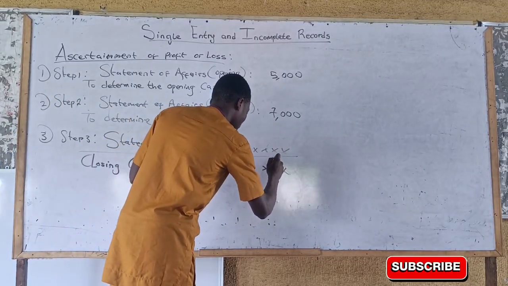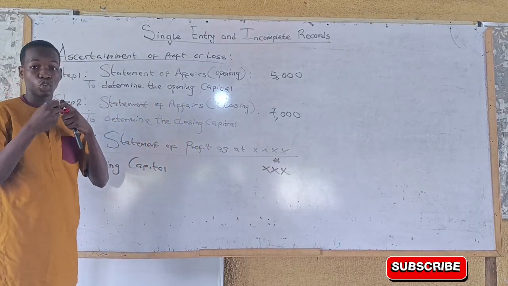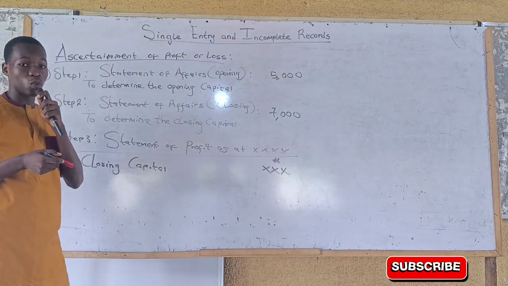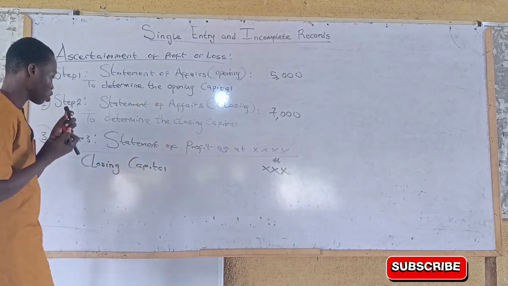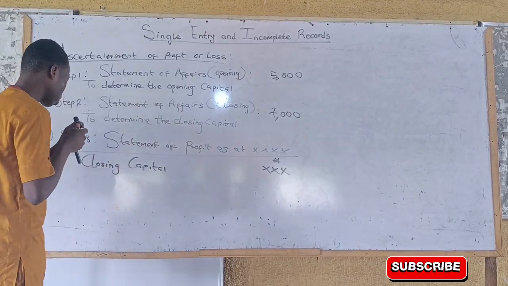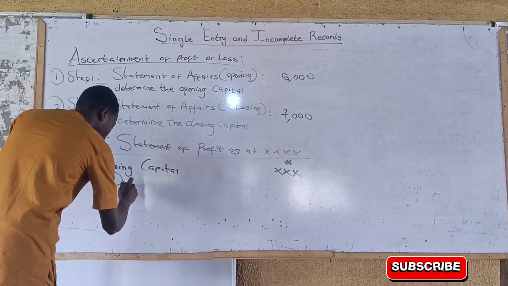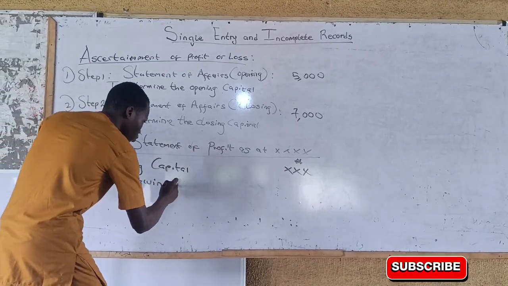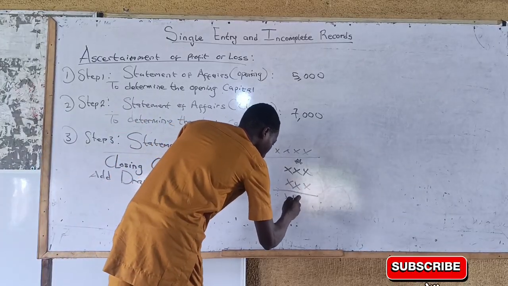If this is your closing capital, now you may have already made some drawings during the year. So those drawings, those goods you withdraw for your own use or domestic purpose, you are going to add to your closing capital. Add drawings. Then the balance will be here.